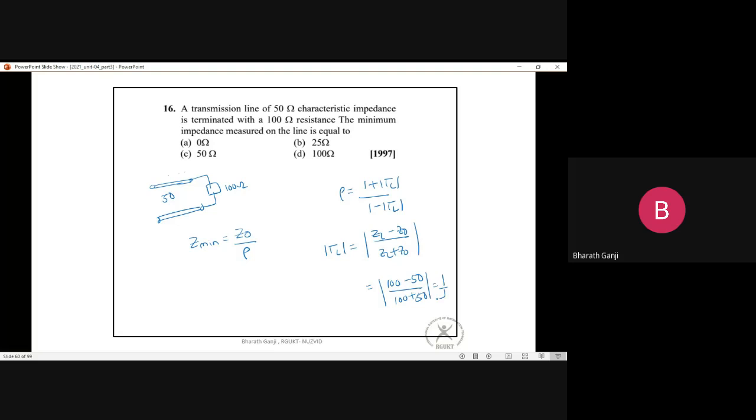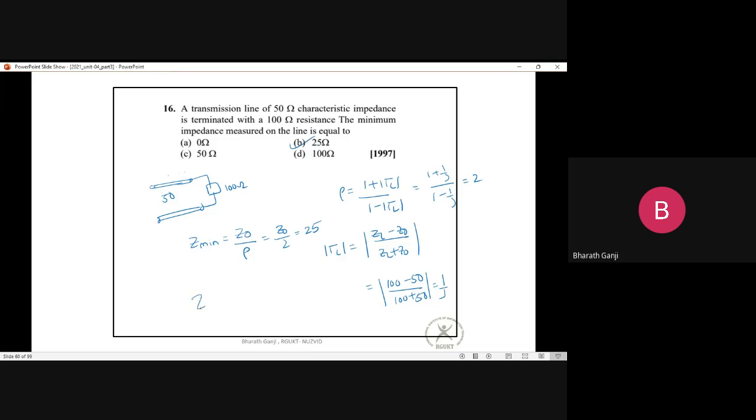So it's 1/3. So if this is 1/3, what will rho be? 1 plus 1/3 divided by 1 minus 1/3. That is 2. So Z0 divided by 2, that is Z0 is 50. So your answer is 25 ohms. So this is the minimum impedance that you can get on the line.